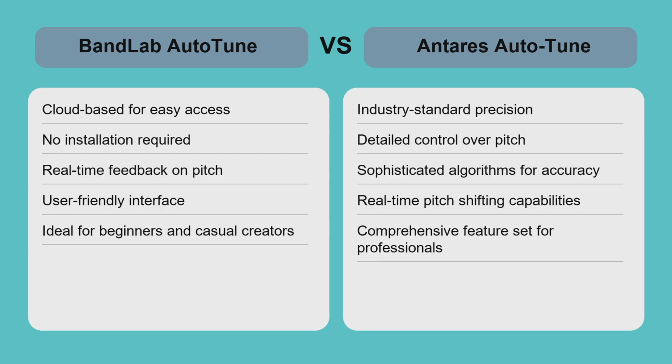For example, a YouTuber or podcaster might prefer BandLab for its simplicity, whereas a record producer would choose Antares for its comprehensive feature set and superior sound quality.